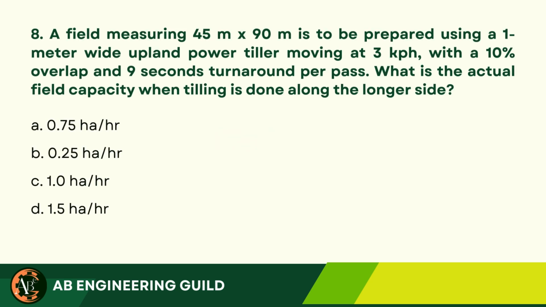8. A field measuring 45 m by 90 m is to be prepared using a 1 meter wide upland power tiller moving at 3 km per hour, with a 10% overlap and 9 seconds turnaround per pass. What is the actual field capacity when tilling is done along the longer side?